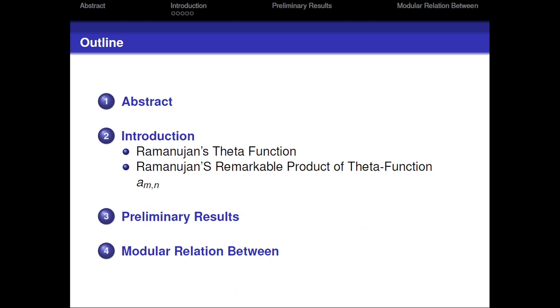In the outline: abstract, introduction, Ramanujan's theta functions, Ramanujan's remarkable product of theta functions, preliminary results, modular relation between.